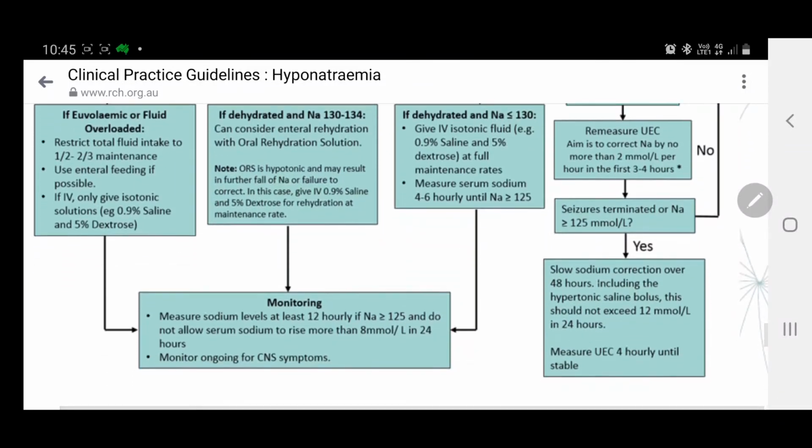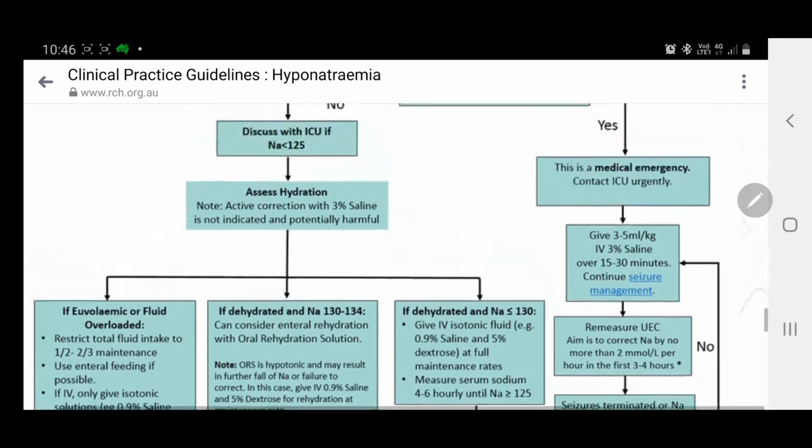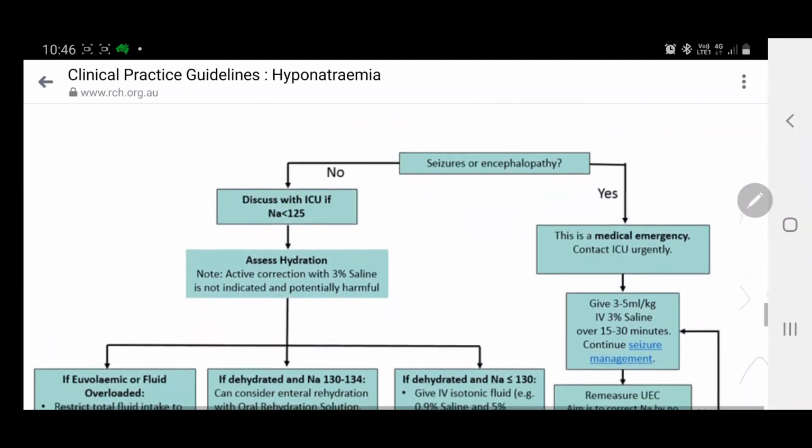If the seizure is terminated or the sodium is above or equal to 125 millimole per liter, then we should slow sodium correction over 48 hours, including the hypertonic saline bolus. This should not exceed 12 millimole per liter in 24 hours. And then we keep measuring the urea, electrolytes and creatinine 4-hourly until stable. So that's the part with seizures and encephalopathy.